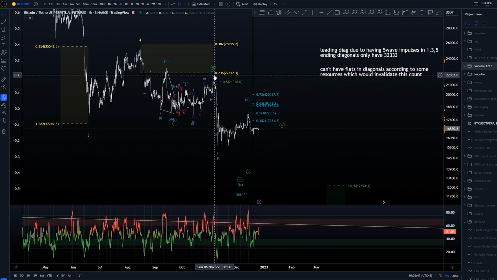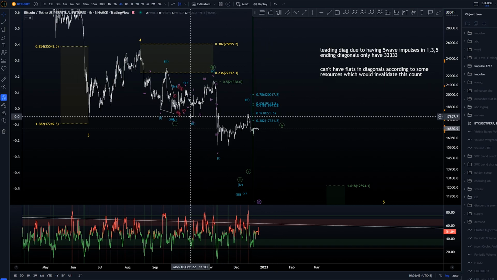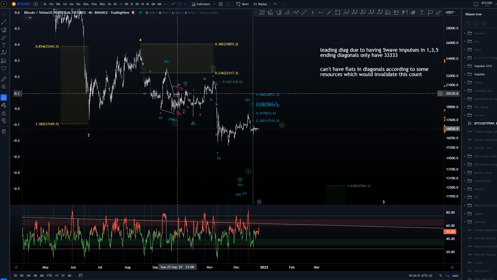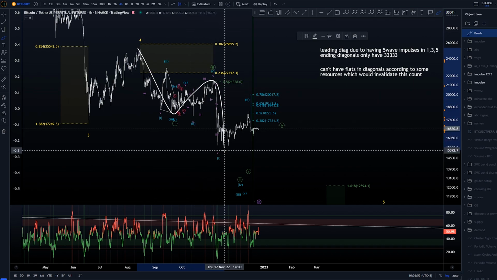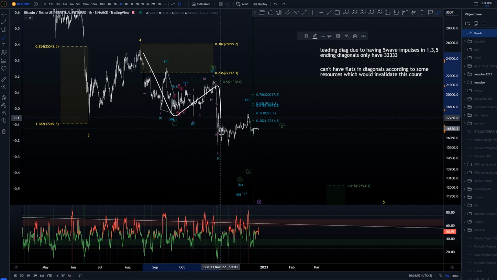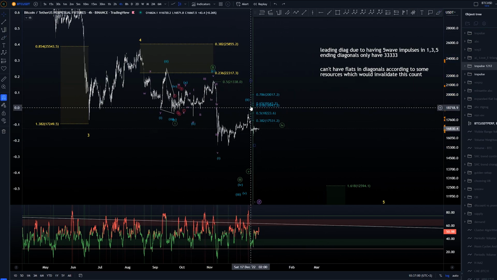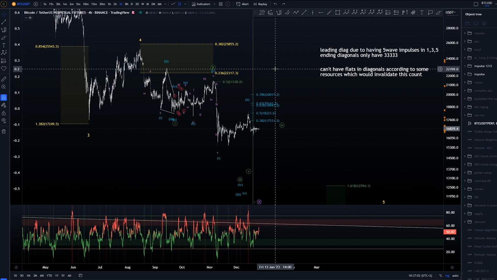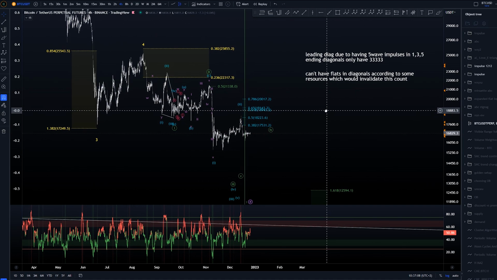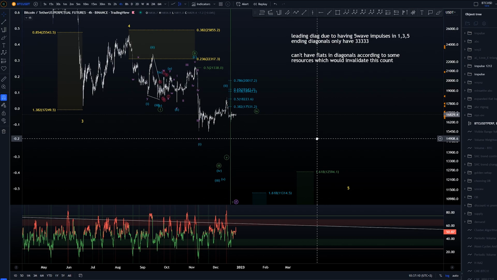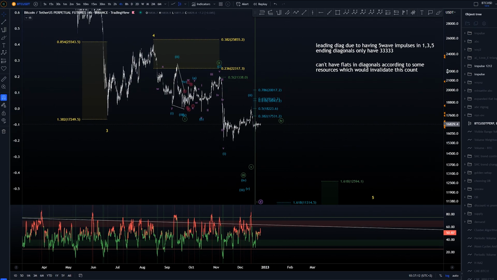I feel like there is always another way to label, so I wouldn't need to be labeling this as a flat for a diagonal, because again, in here we have still this possibility of having this as a 1, 2, 1, 2 instead of a 1, 2, 3, 4, and 5. So that's why I don't really expect that to be the case at this very moment, at least. But yeah, that is that. 1, 2, 1, 2, this is the most bearish count I got.